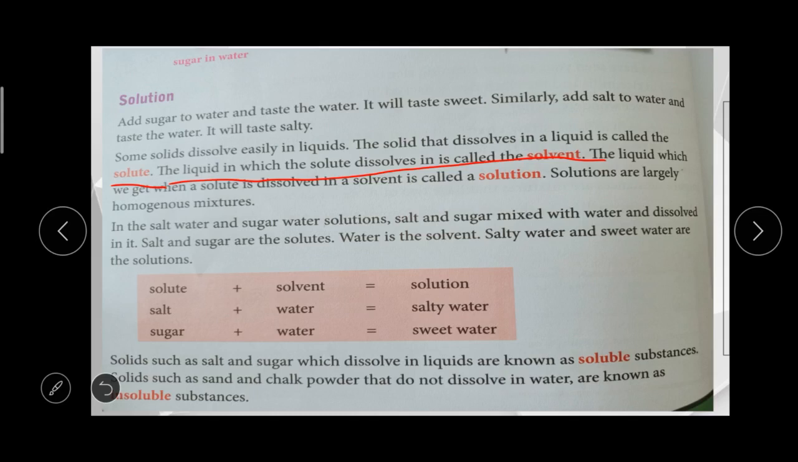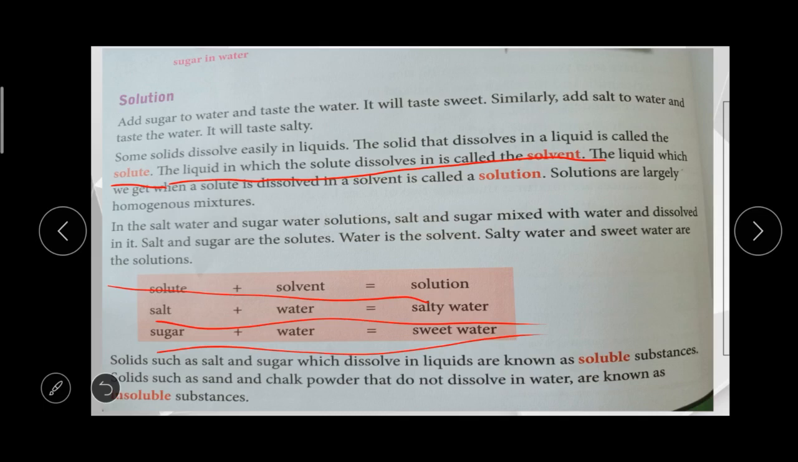The final product we get is a solution. So solute plus solvent equals solution, and salt plus water equals salty water. Sugar plus water equals sweet water, we all know that. Solute and solvent mixed together form a solution.